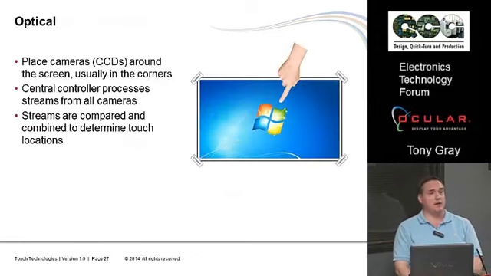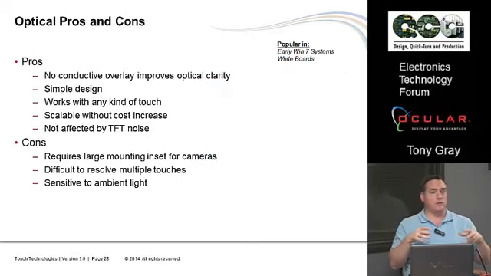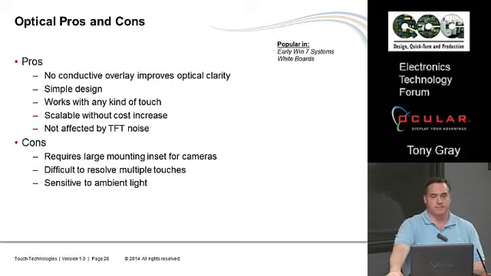Optical is basically the same idea, except that instead of having a bunch of IR LEDs and photodetectors, you just put cameras around the corners, CCDs. So you put cameras on the corners, you take some images, and you figure out where the finger is based on that. It's the same basic idea, it's just that you're doing it with a camera instead of LEDs.